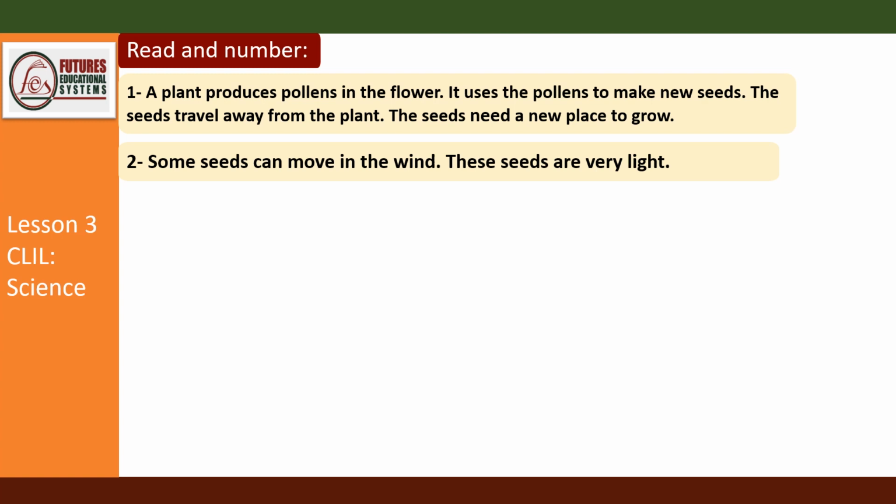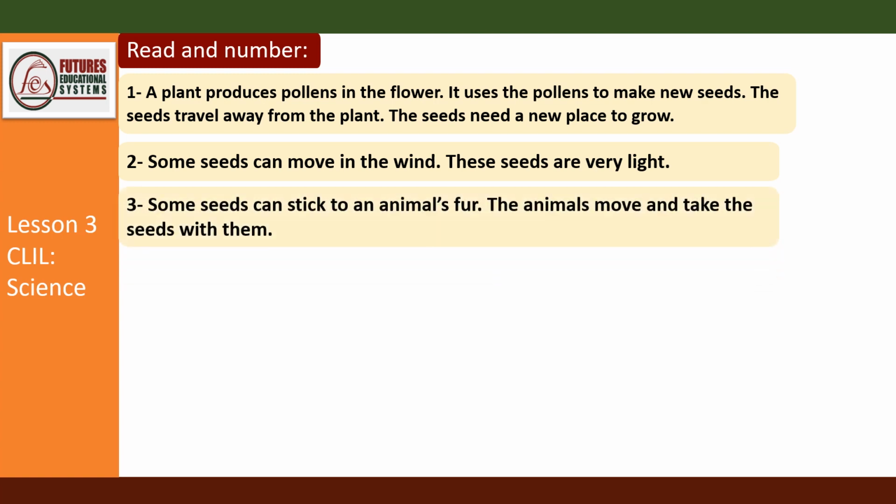Some seeds can move in the wind, can fly in the wind, because these seeds are very light, they are not heavy. Some seeds can stick to an animal's fur. So when a cat or a dog comes near the plant, these pollens or these seeds stick to the animal's fur. And when the animals move from one place to another, they take the seeds with them.